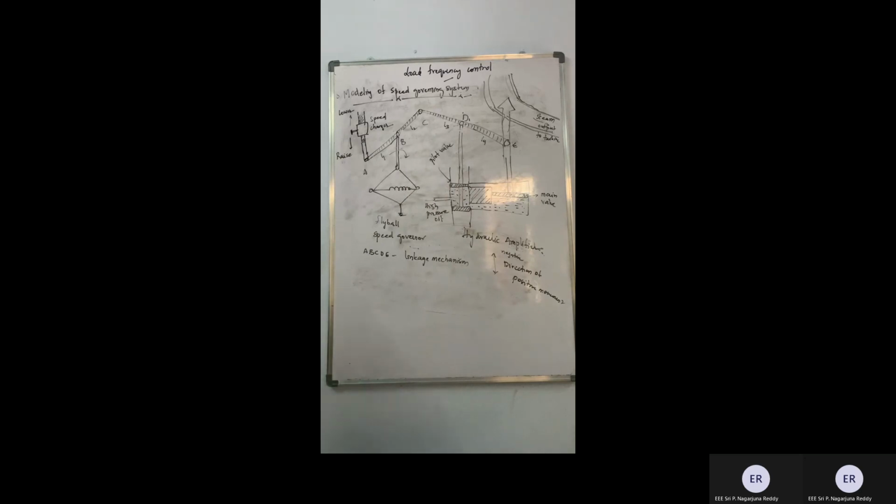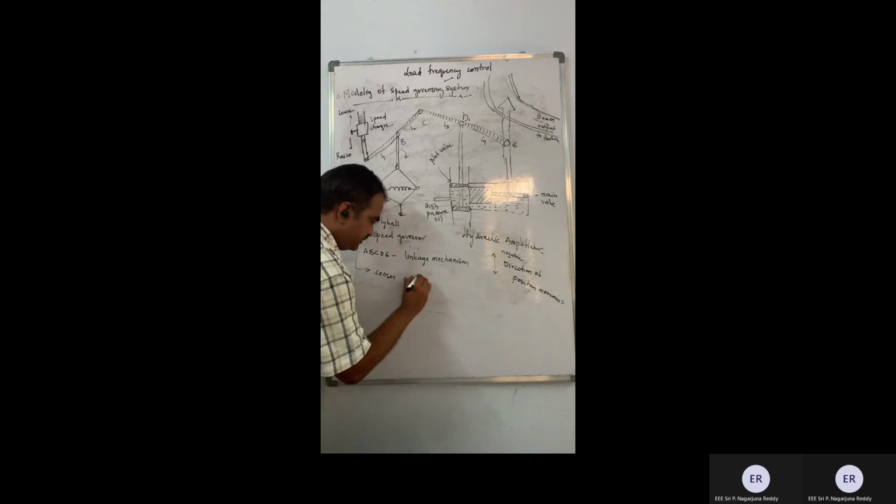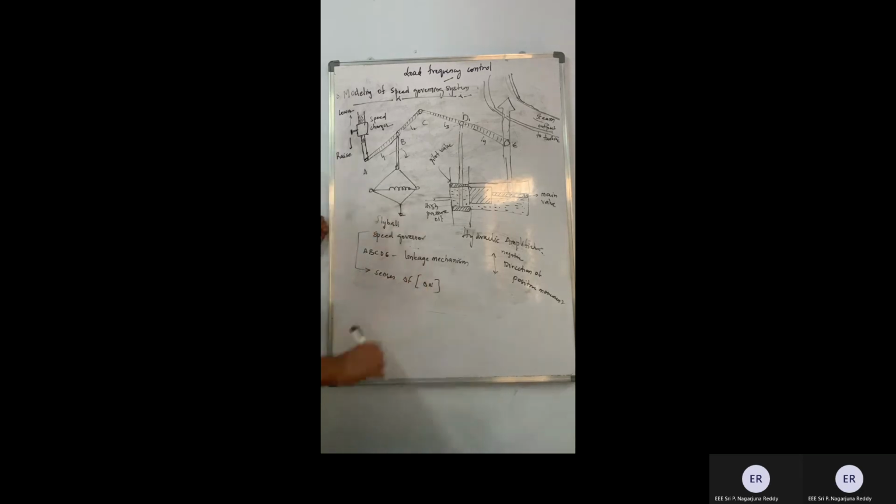Now, this is the flyball speed governor. So what does it do? This is the heart of your entire system. Now, how is this going to work? This flyball speed governor senses changes in the frequency. How does it sense a change in the frequency? It senses the change in speed, thereby sensing the change in frequency.